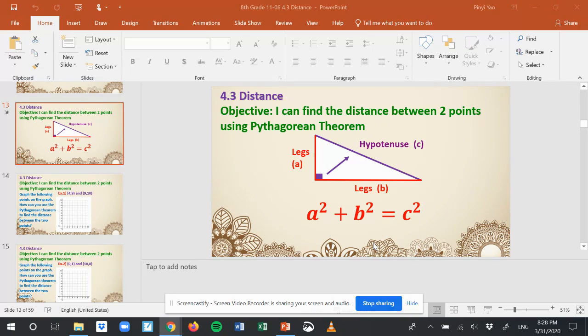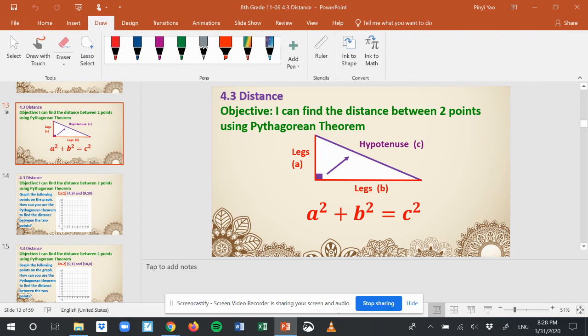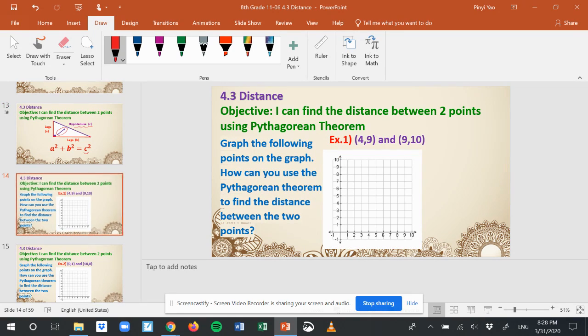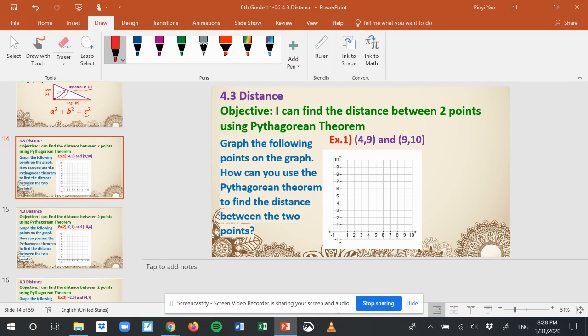First, Pythagorean Theorem, still a squared plus b squared equals c squared. Make sure you always identify the c first. That is directly from the right angle, the hypotenuse, which is c. So let's start with an example. Since we're talking about distance of 2 points, we're going to use a coordinate system.